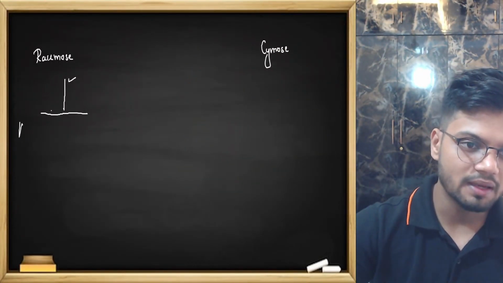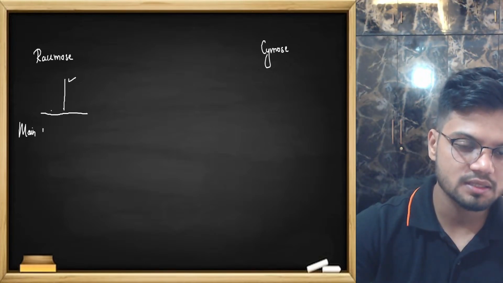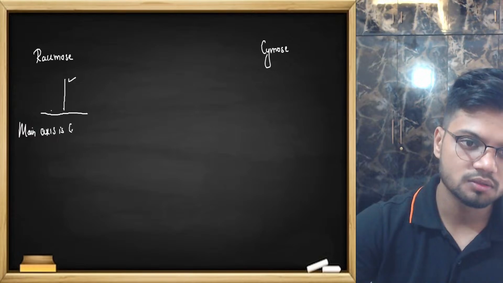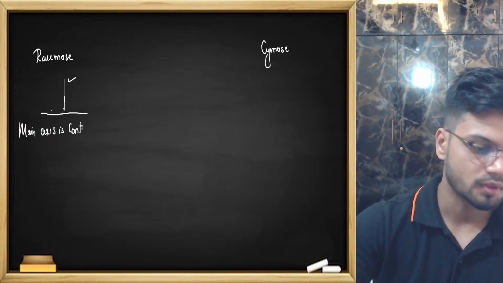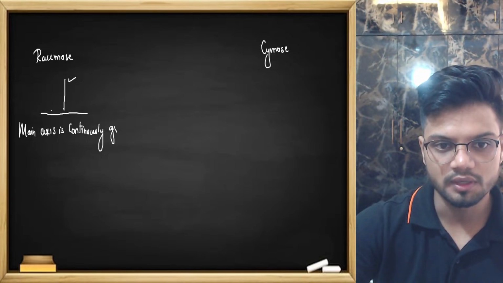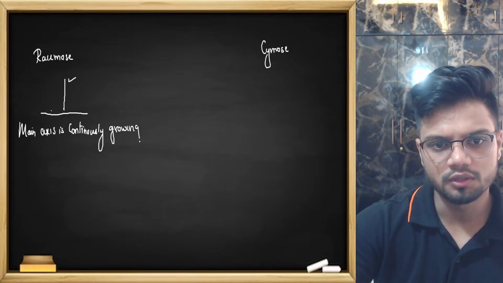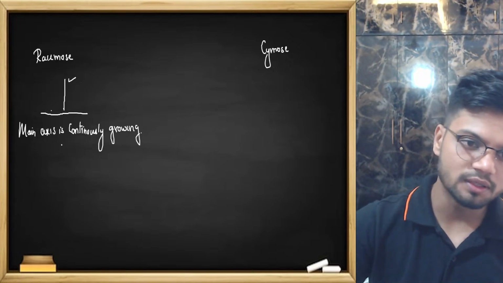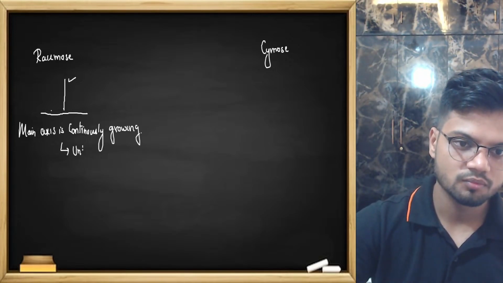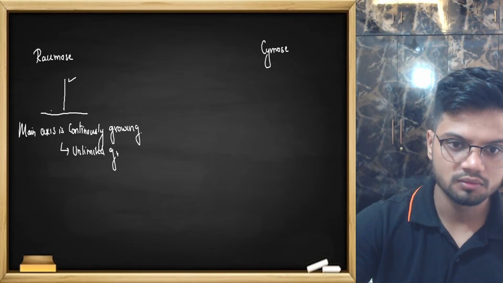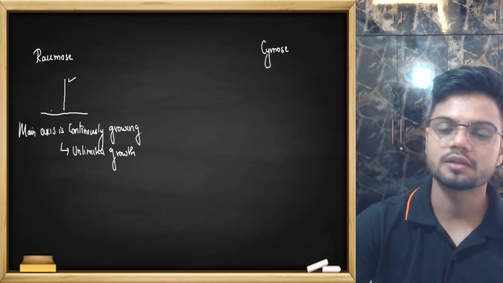That is the main axis, the inflorescence axis. The main axis is continuously growing here. It keeps on growing. Can I call it then unlimited growth? Unlimited growth can be seen here.